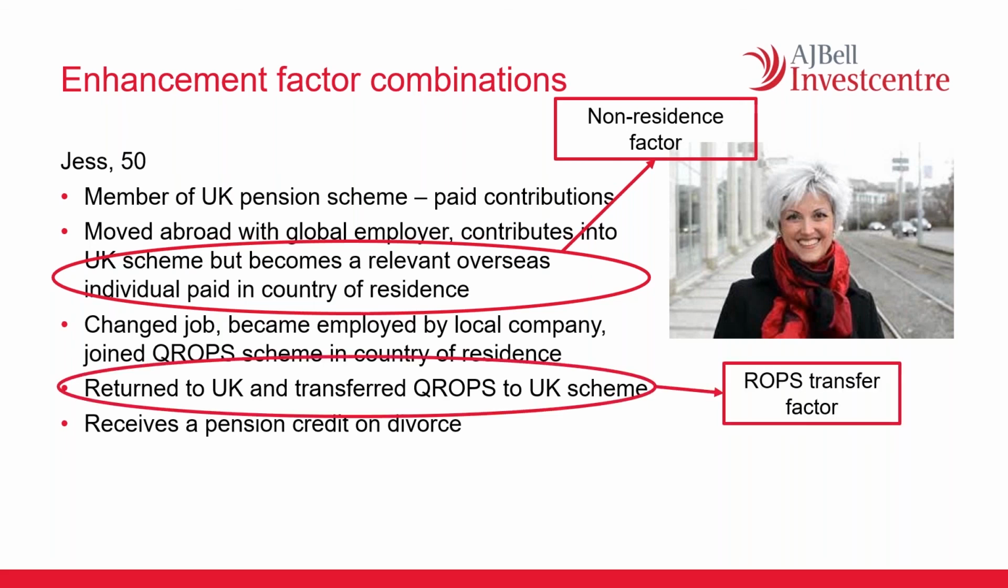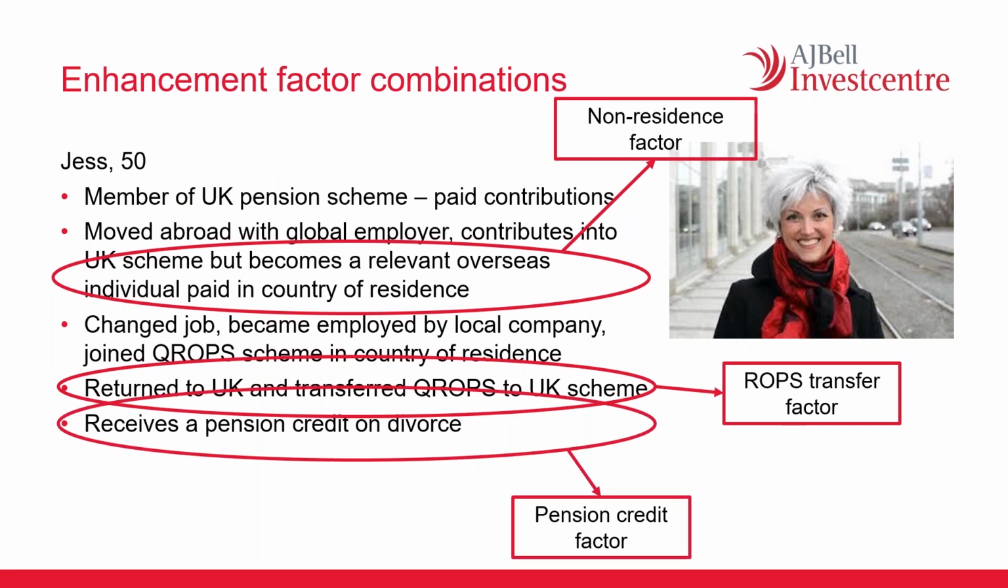She then had a ROPS transfer. So she transferred a QROPS into a UK scheme, so you can have a ROPS transfer factor. And if she got pension credit on divorce, if her spouse was a bit older and he'd already started taking benefits, so those were crystallised benefits which came across to her, crystallised since A-Day, then the pension credit factor, she could apply for that as well. So it's quite complicated, three different types in there.